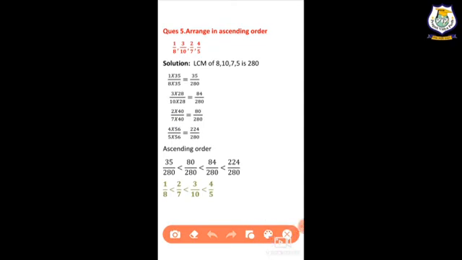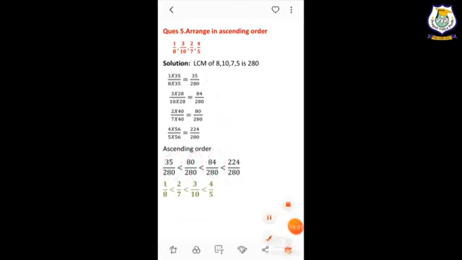Now with the help of the numerator, we will find out the ascending order. Ascending order means smaller to larger. Here, which one is the smaller numerator? Exactly, 35. After that 80, then 84, and at last 224. So our first number is 35 upon 280, then 80 upon 280, 84 upon 280, and in the end 224 upon 280. Right? The ascending order I have written like this.